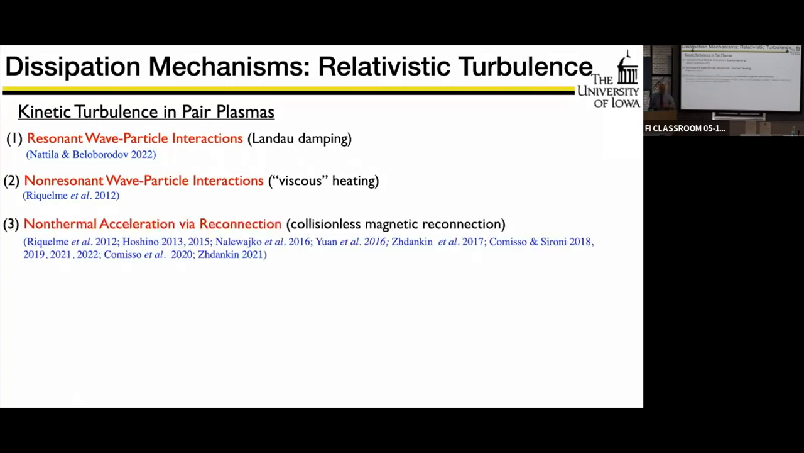And finally, you can get non-thermal acceleration by reconnection. And I know that Vladimir Zhdankin and also Luca Comisso at Columbia have done a lot of work on this recently, seeing that reconnection can occur in these pair plasmas and lead to non-thermal acceleration of particles that then, of course, damps the turbulence. Now, that's about most of all that I'll talk about relativistic turbulence. This talk is going to focus mostly on non-relativistic turbulence, but I just wanted to touch base with that because, of course, that's of great interest to people here as well.